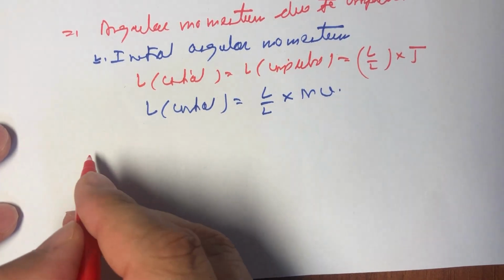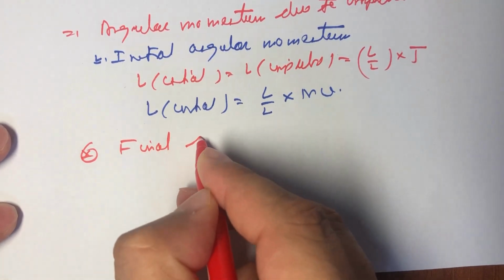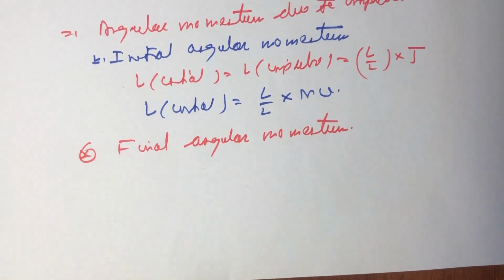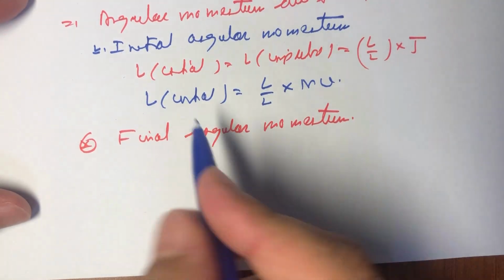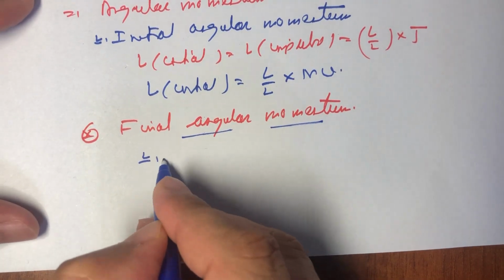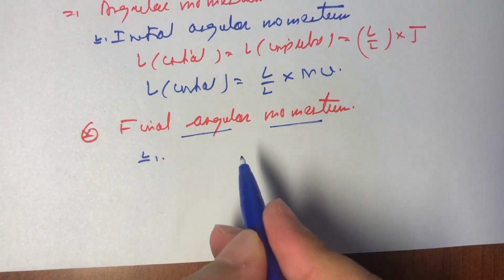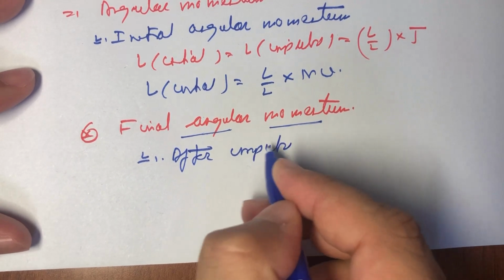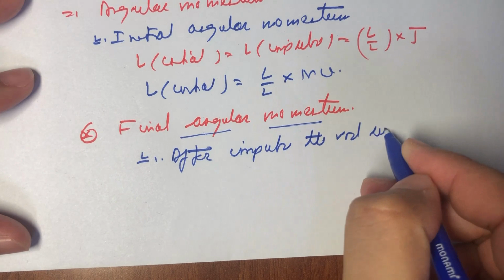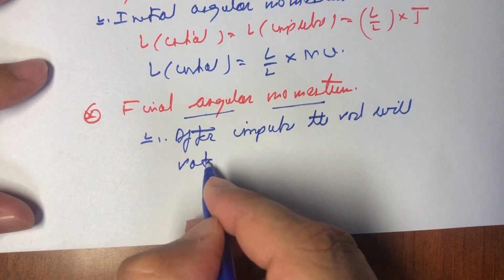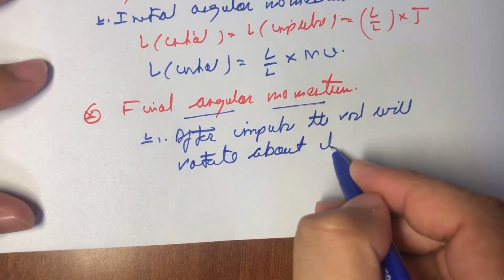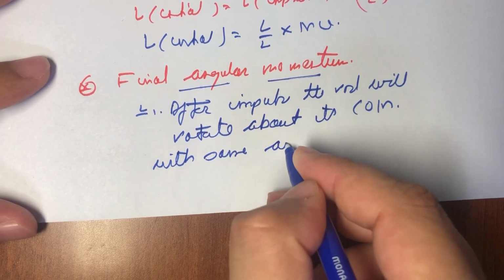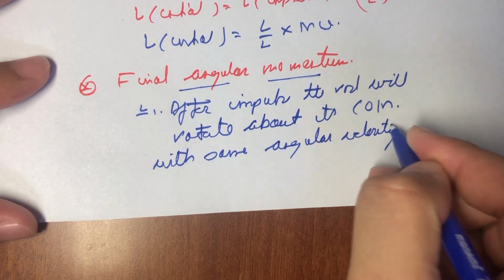Now the final angular momentum. We assume that after the impulse, the rod is going to rotate about its center of mass with some angular velocity. Let us suppose that is given as omega.